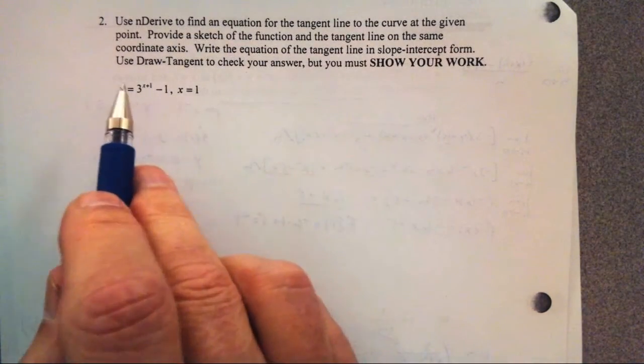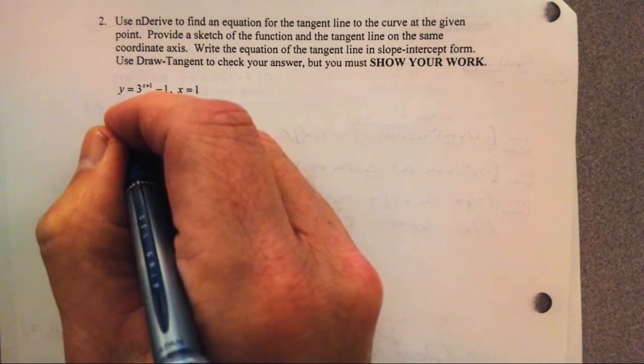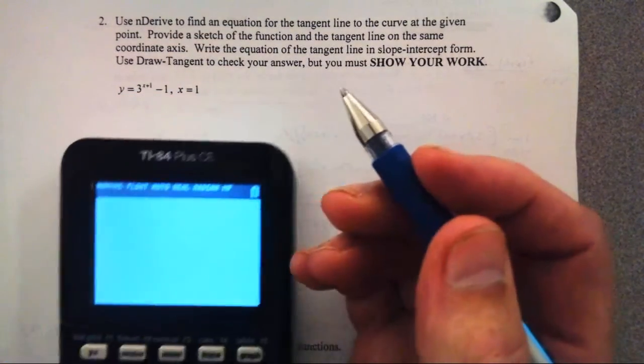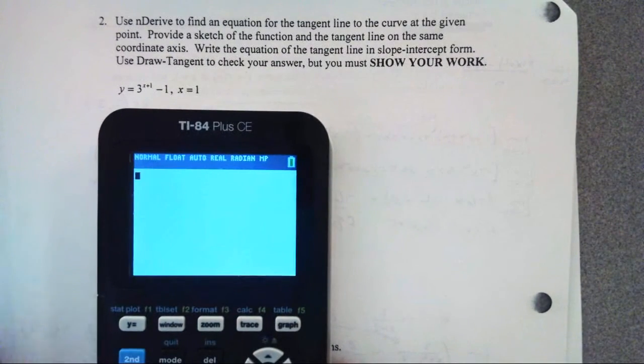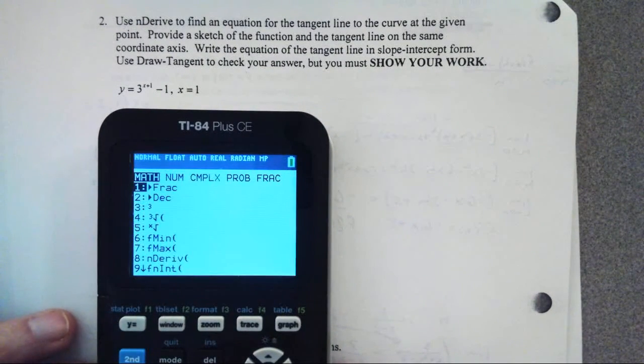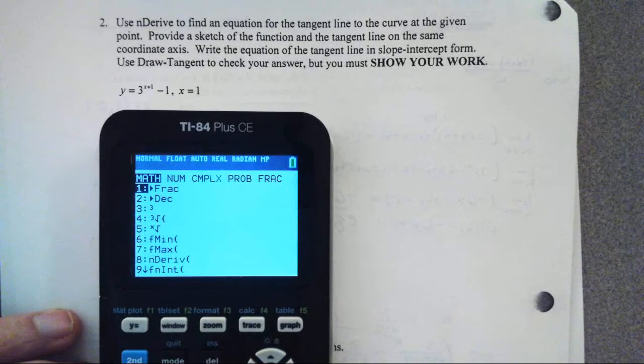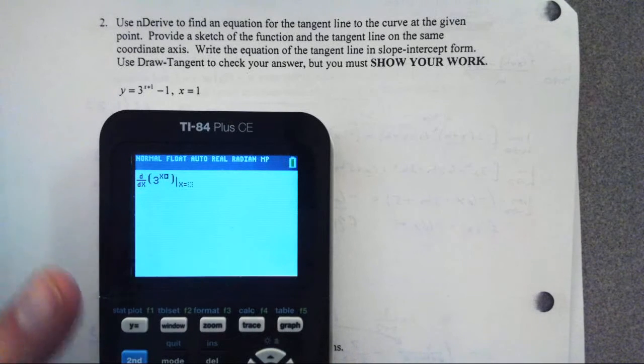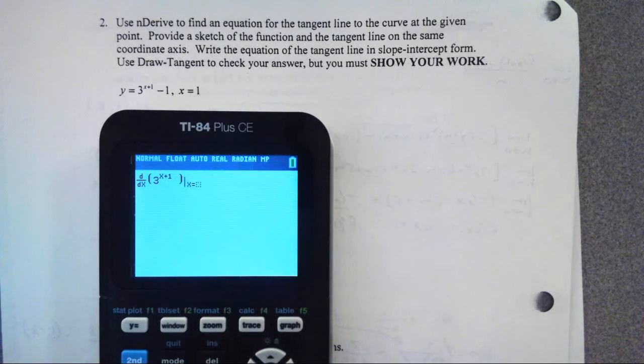I need the derivative of this when x equals 1. So I'm going to go to Math, 8 is Derive. I want the derivative with respect to x of 3 to the x plus 1, I think we can see that, minus 1 at 1.